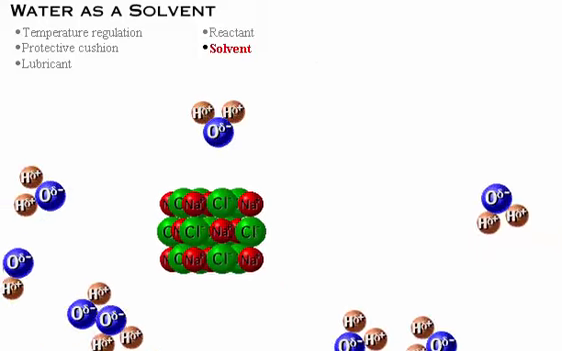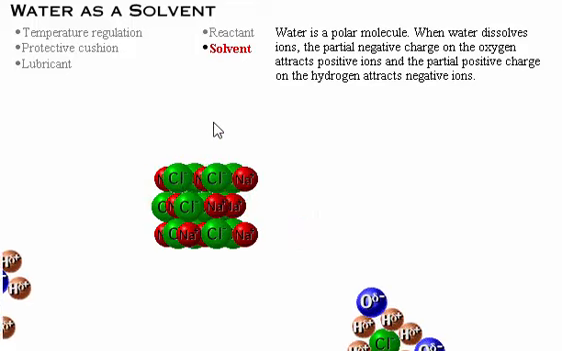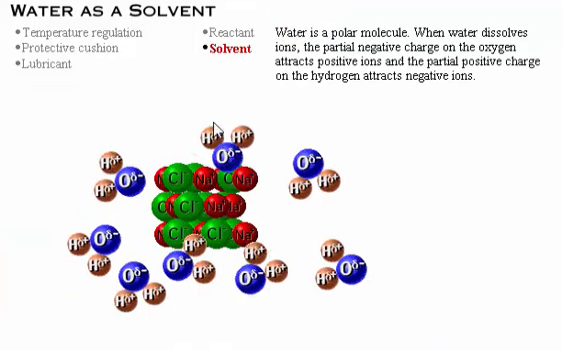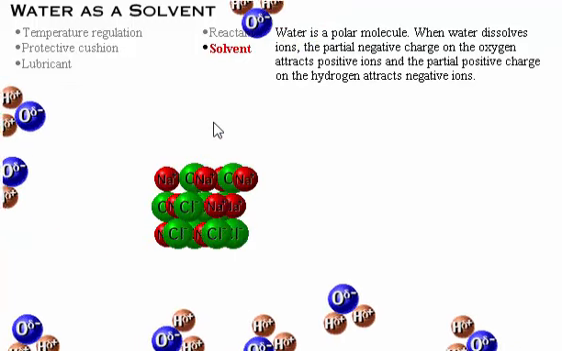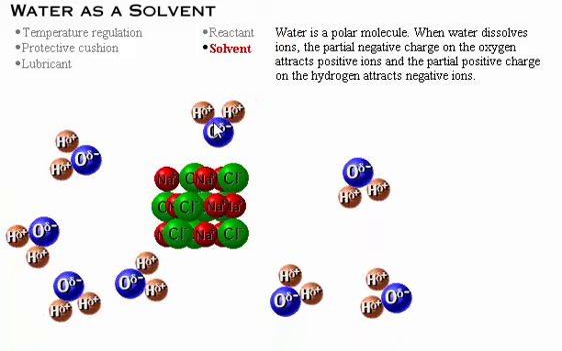Water acts as a solvent to dissolve molecules and ions in the body. For example, if you eat a salty pretzel, the water in your saliva will dissolve the salt. Click a water molecule to see this process. Water is a polar molecule. When water dissolves ions, the partial negative charge on the oxygen attracts positive ions, such as sodium, and the partial positive charge on the hydrogen attracts negative ions, such as chloride.